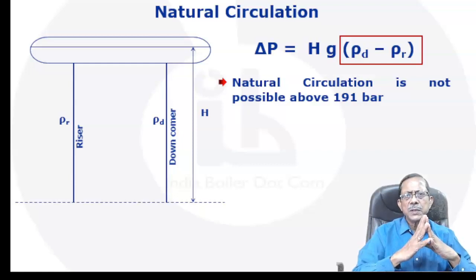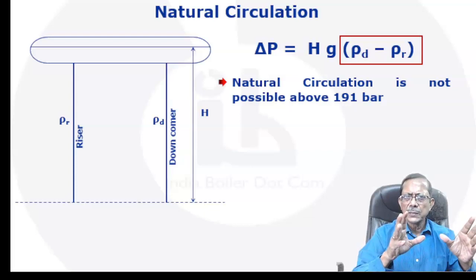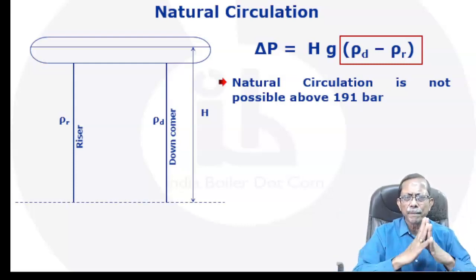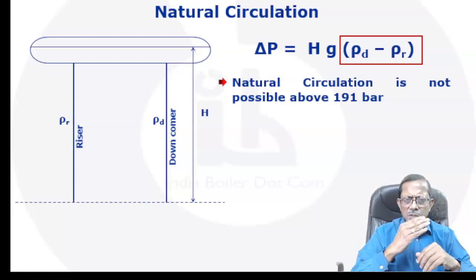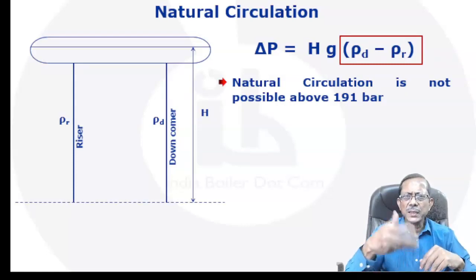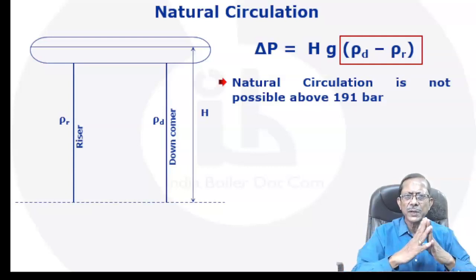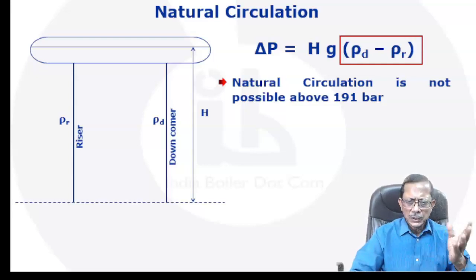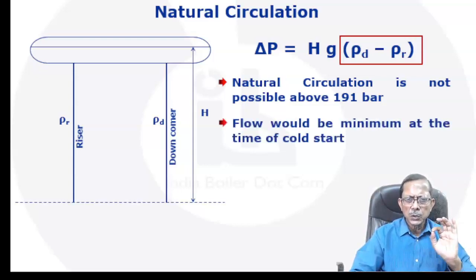Now, in this natural circulation, when will this rho d minus rho r be less? Naturally, you see, during the startup, just before the startup when there is no steam in the risers, the density difference is actually 0, because both sides have water. And at the time of cold start, gradually the riser tubes will have steam after the heat is received by the riser tubes, right? And gradually the density difference will come. So the circulation will be very, very small during the cold start. That is one very important thing to remember.